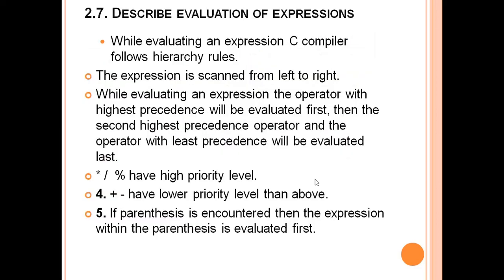And next we will see how the expression is evaluated in C, how the C compiler will evaluate the expression. While evaluating an expression, the C compiler follows hierarchy rules. The expression is scanned from left to right. So if one expression is there, that expression is scanned from left to right.